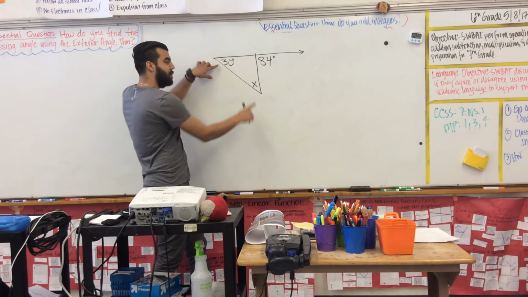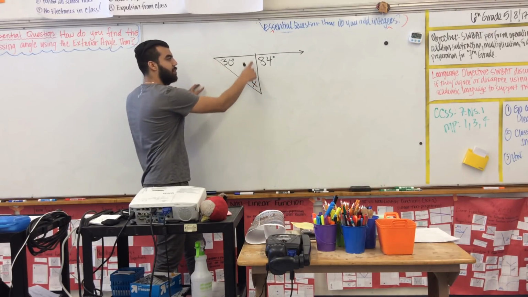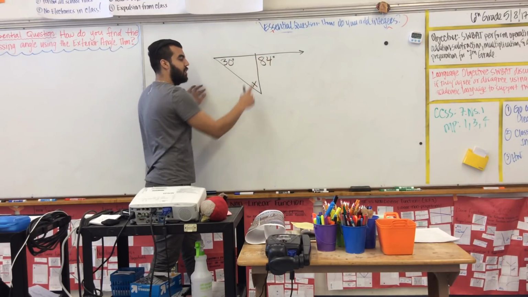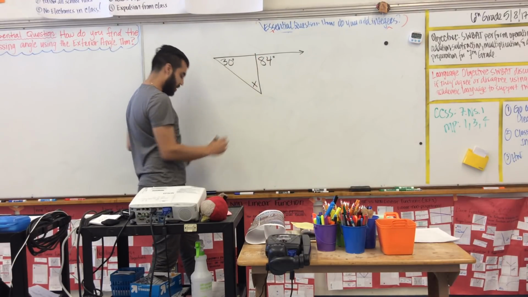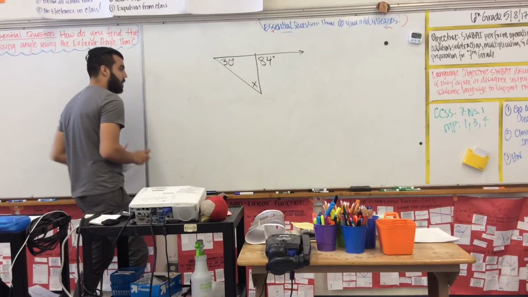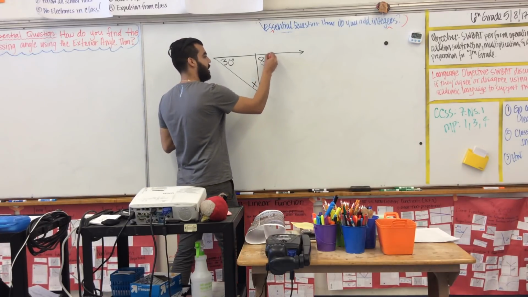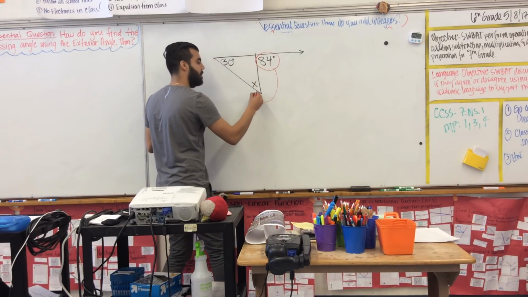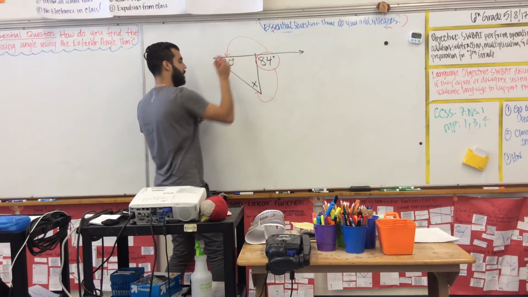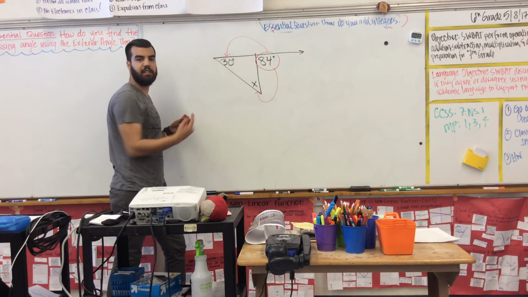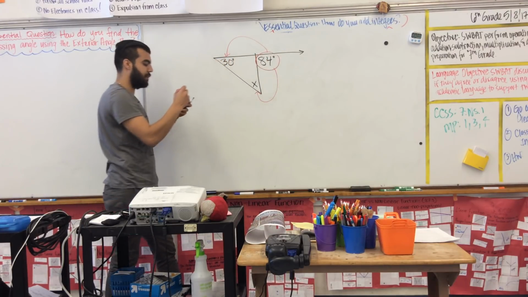Now you have to be careful. You have to make sure it's these two angles, not the one that creates the line. It's these other two right here. So my exterior angle equals the sum of these two, the ones across from it. That's one way to remember it. The ones that are across from it.